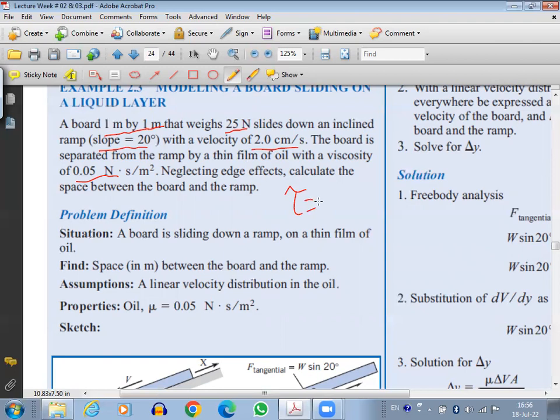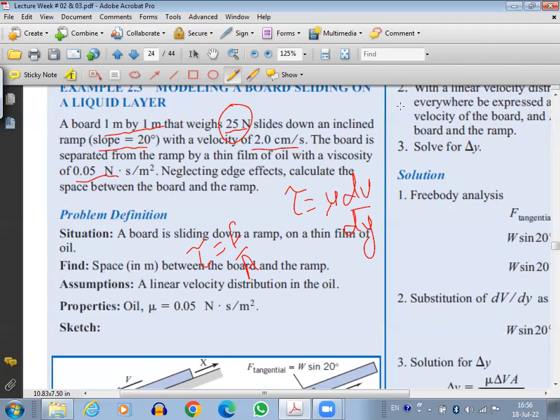Tau is equal to mu dv by dy. But here there is one thing, that we are given not shear stress, we are given here force. Okay, and now what is the relationship between force and the stress? So basically stress is force over area. It's pressure units, right? Force over area. And the area is given, 1 meter by 1 meter.